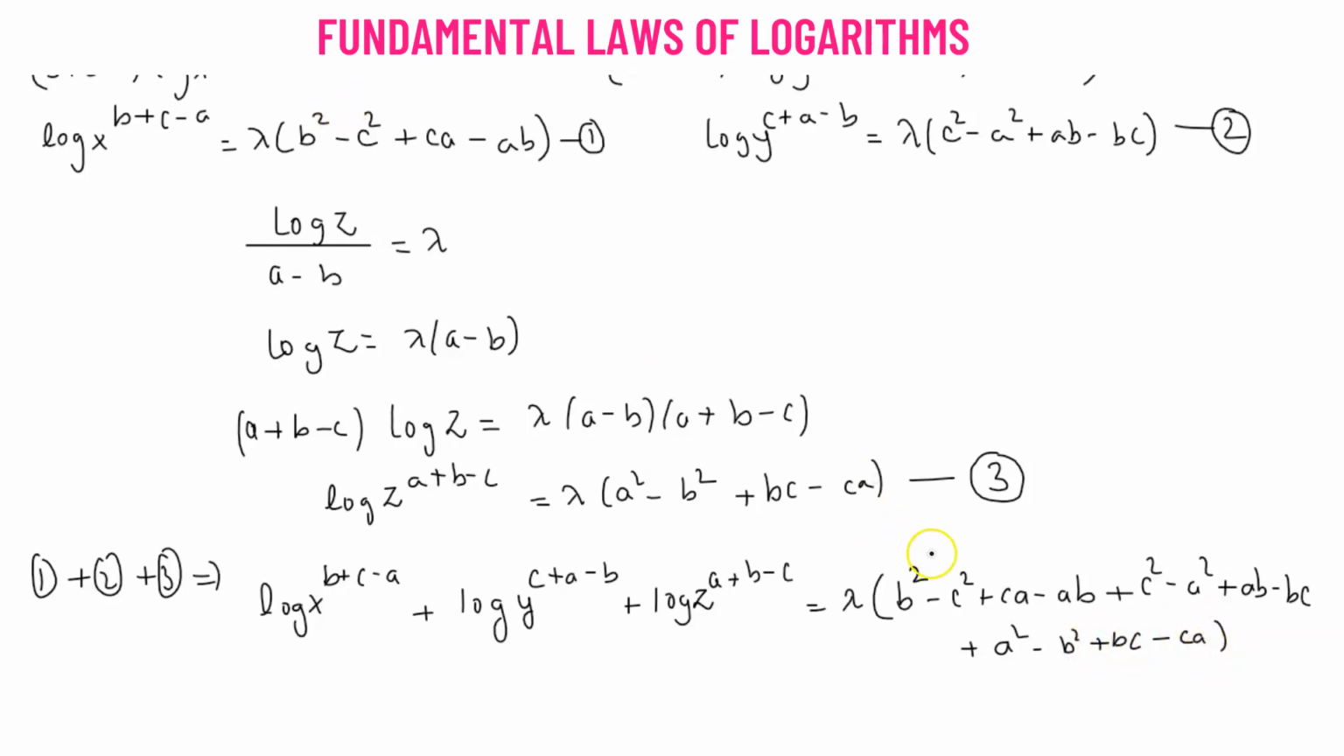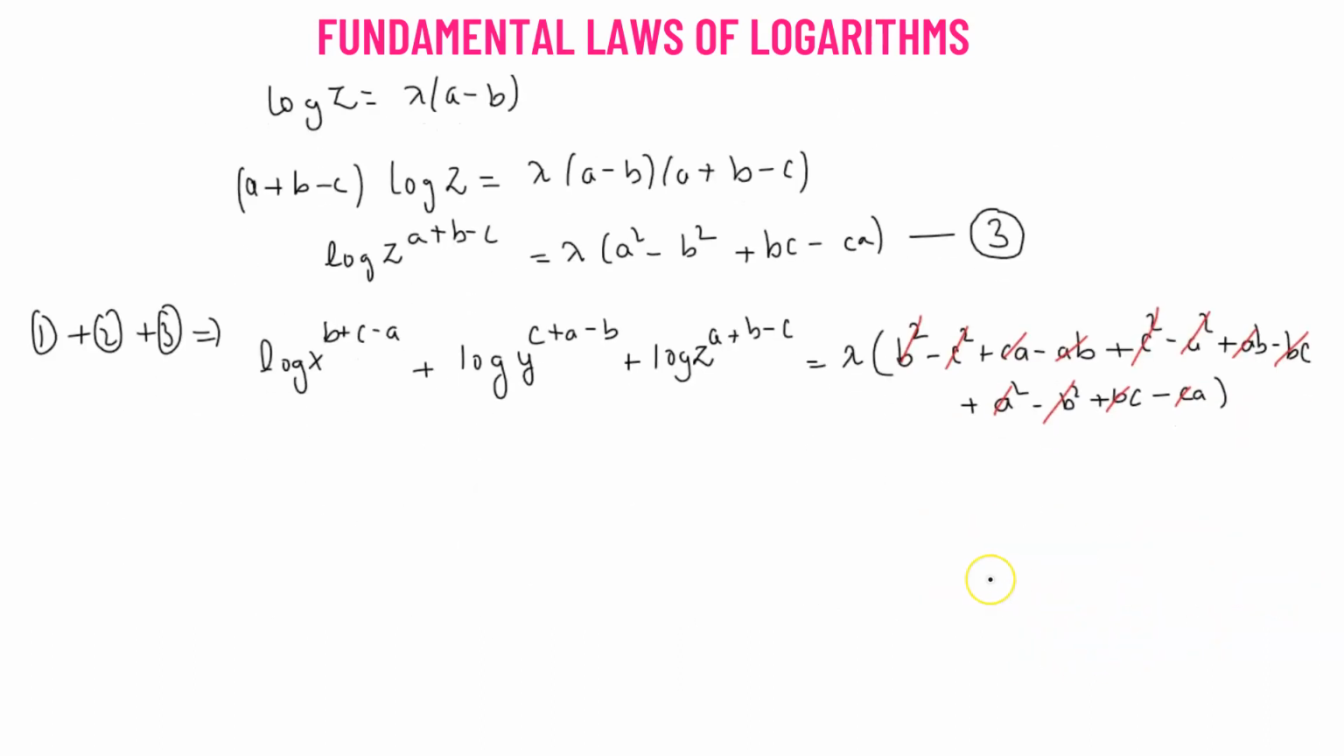Let's see which gets cancelled out. We have positive b squared, negative c squared, positive c squared, negative a squared, positive a squared, plus ca minus ab plus ab minus bc plus bc. That means everything got cancelled out. Our right hand side will be equal to 0.